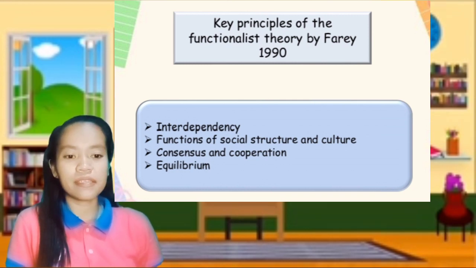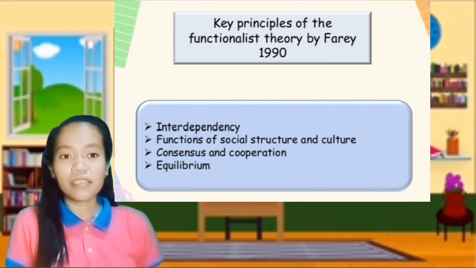The second one is functions of social structure and culture. Social structure refers to the organization of society, including its institutions, its social positions, and distributions of resources. Culture refers to a set of beliefs, language, rules, values, and knowledge held in common by members of a society.